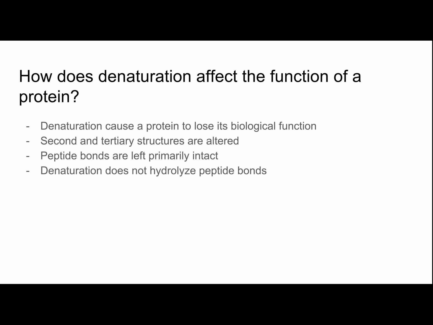How does denaturation affect the function of a protein? Well, denaturation causes a protein to lose its biological function. And even though the secondary and tertiary structures might be altered, the peptide bonds, which belong to the primary structure, are left intact. Furthermore, denaturation does not hydrolyze the peptide bonds of a protein.